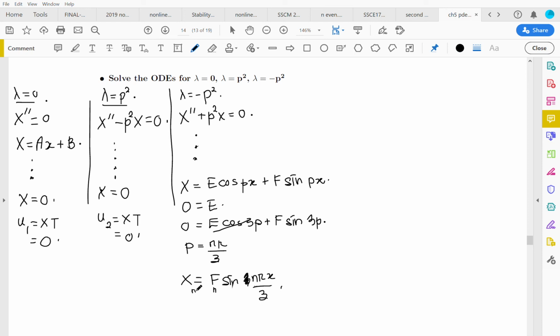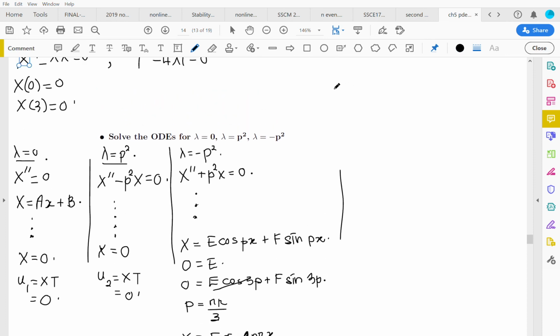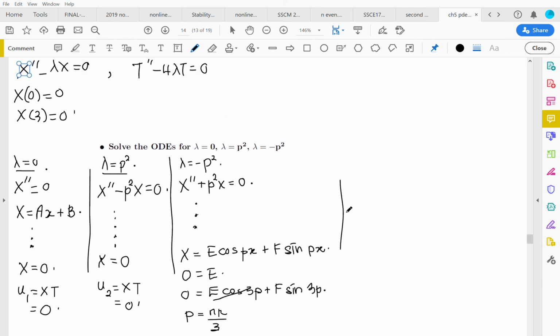We have to proceed by solving the equation for t. For this case, negative p square, the equation is this one. So replacing, we will have t double prime plus 4p square t equals 0.